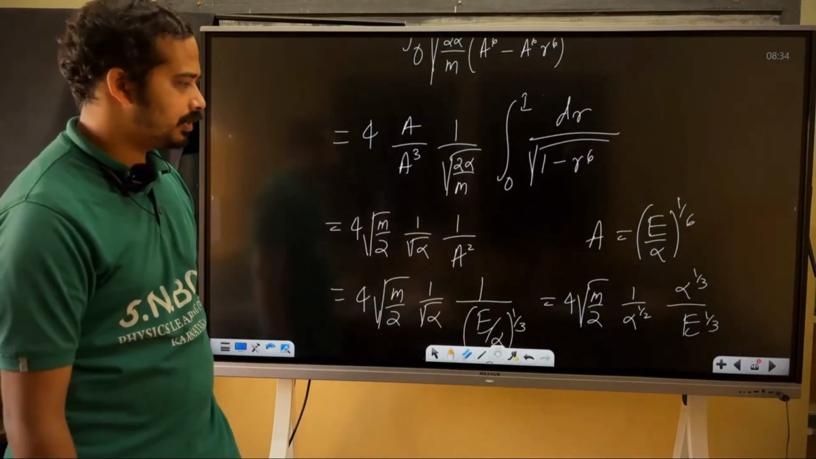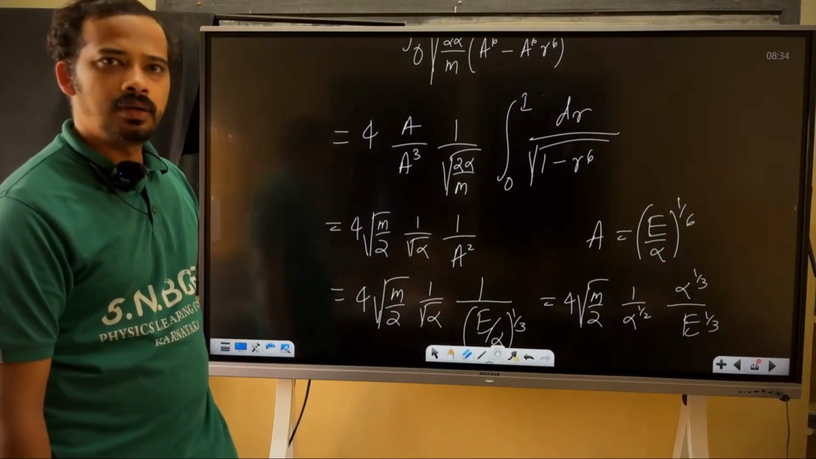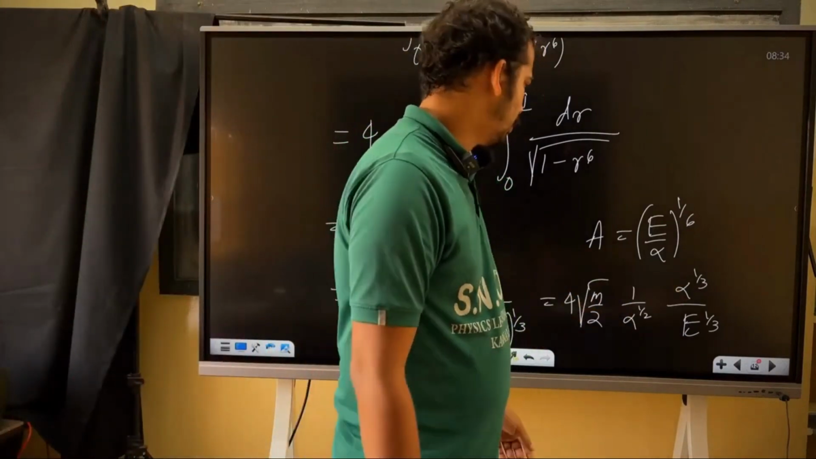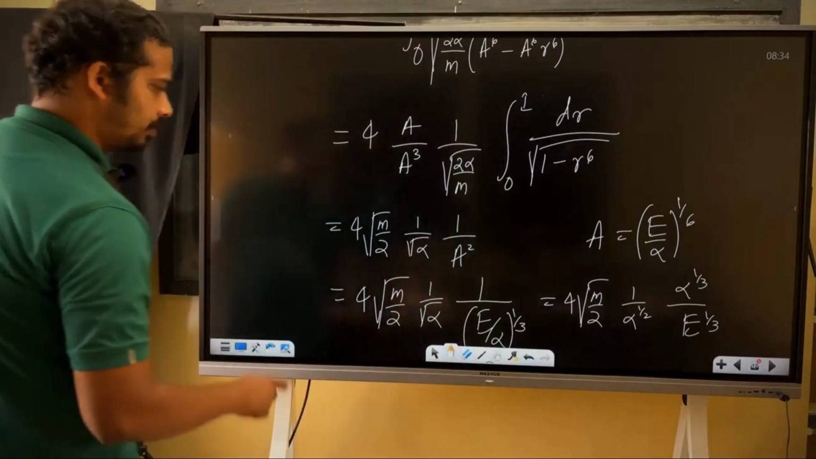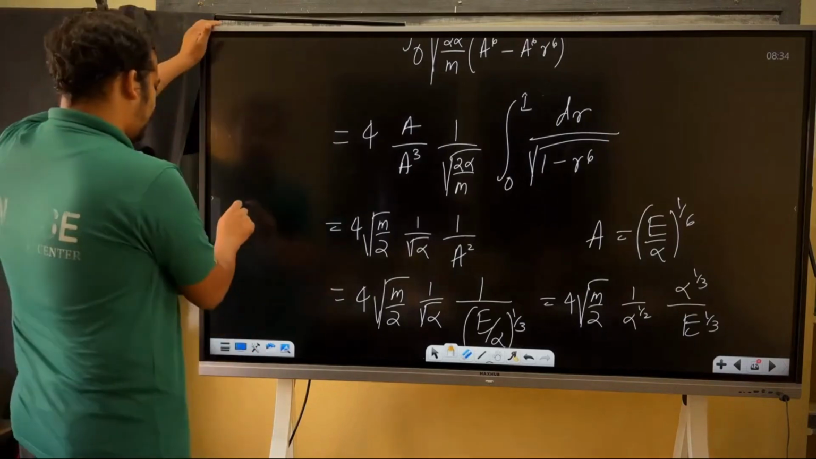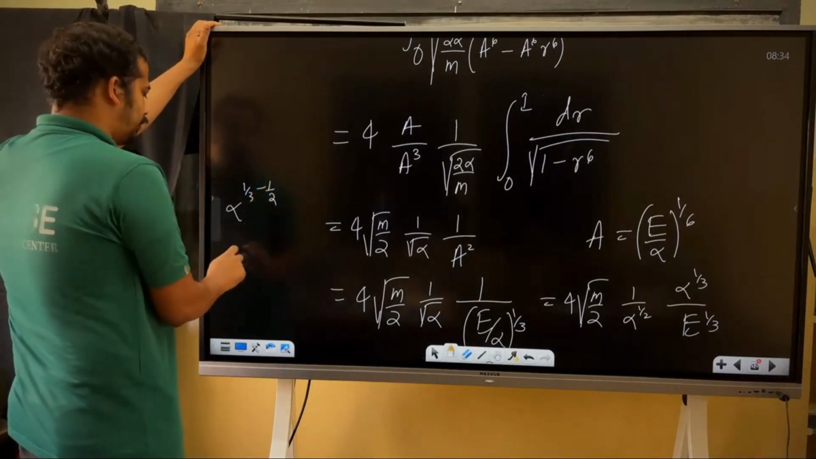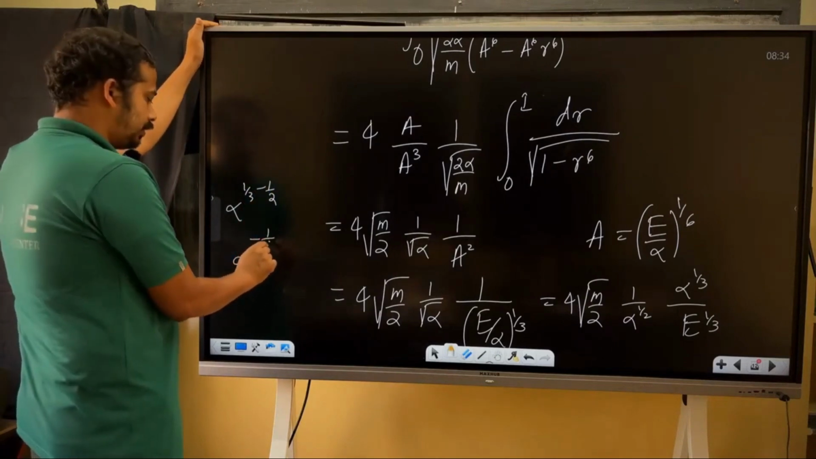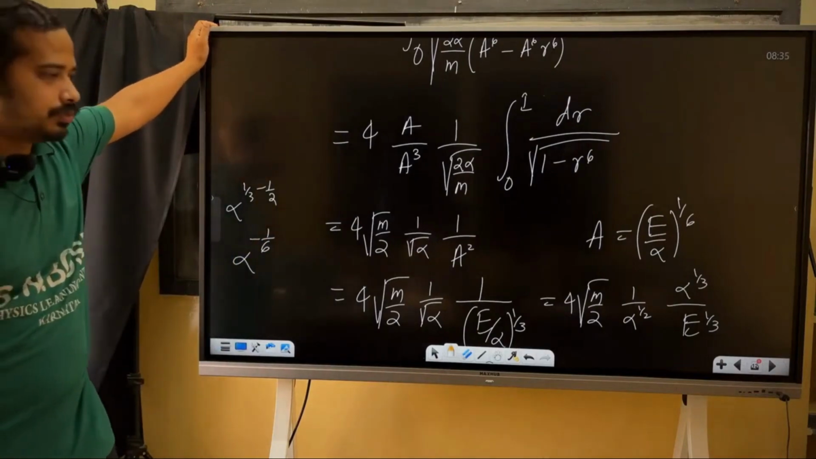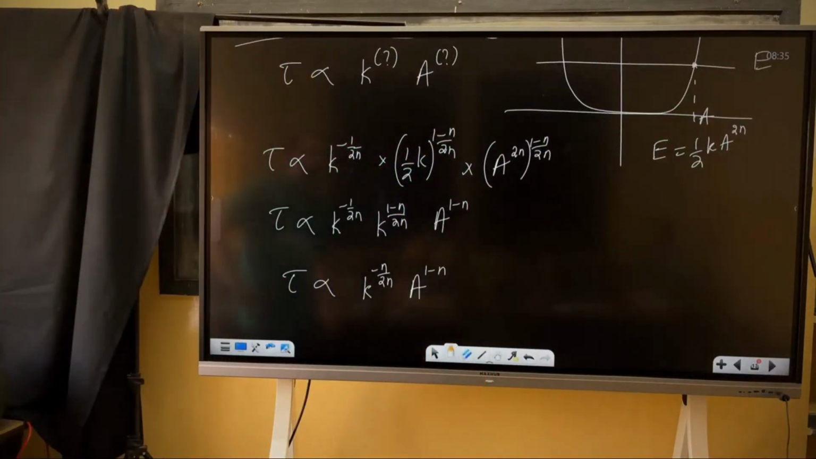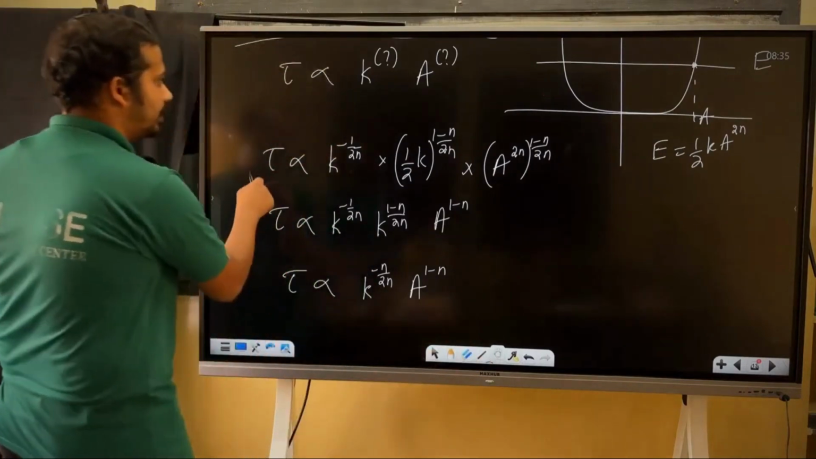What is this one? Alpha power 1 by 3, or alpha power...? Something is missing. Look here. Alpha power... Any mistake here? Alpha power 1 by 3 minus 1 by 2. What is this one? Alpha power minus 1 by 6. Then where did we make the mistake here? You had better prove this expression.